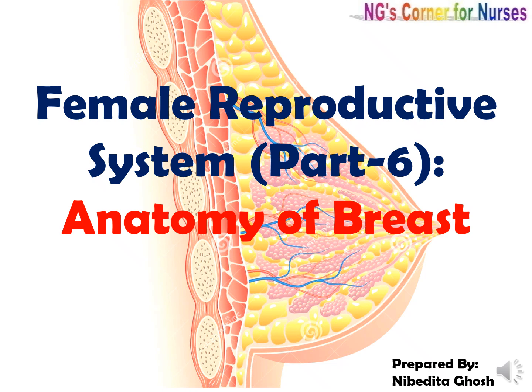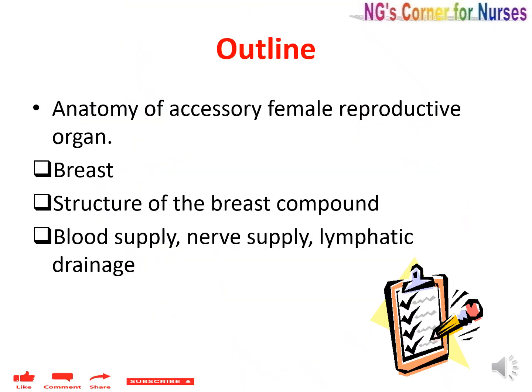So we are in the last session of anatomy of female reproductive system. If you want to review previous sessions, then please go through the links given in the description box. So let's start the anatomy of an accessory reproductive organ, that is anatomy of breast. And this is the outline of today's session.